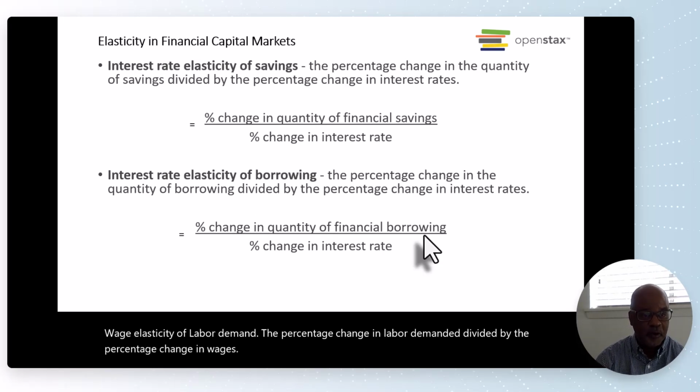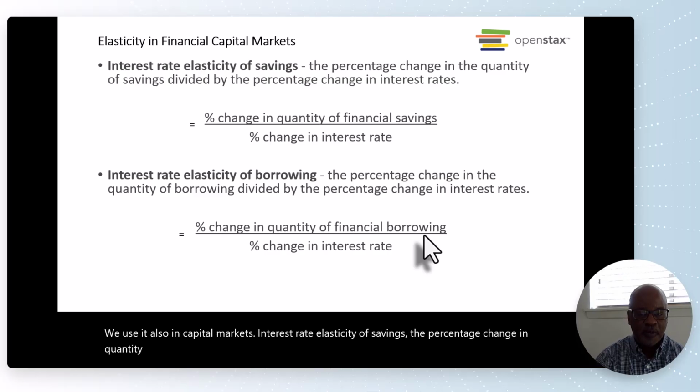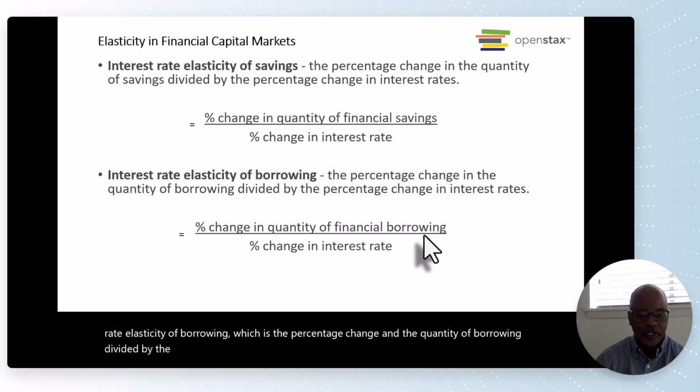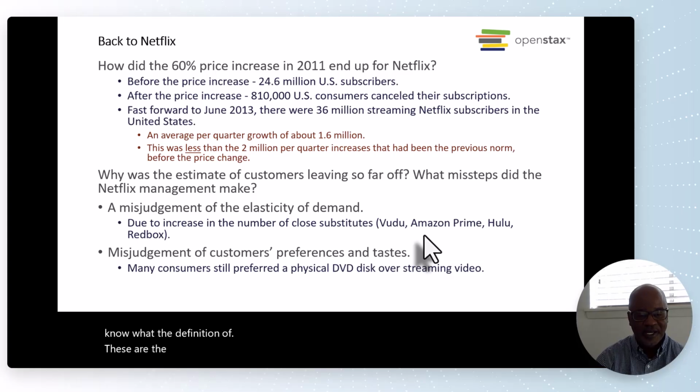We use it also in capital markets. Interest rate elasticity of savings: the percentage change in quantity of savings divided by the percentage change in interest rates. Then we have interest rate elasticity of borrowing, which is the percentage change in the quantity of borrowing divided by the percentage change in interest rates. Again, for these three slides, I just want you to know what the definition is. The key concept is understanding what elasticity is. How do I determine whether it's inelastic, unitary elastic, or elastic?